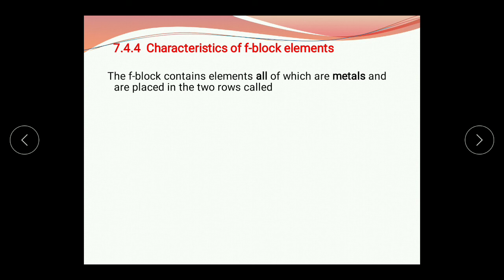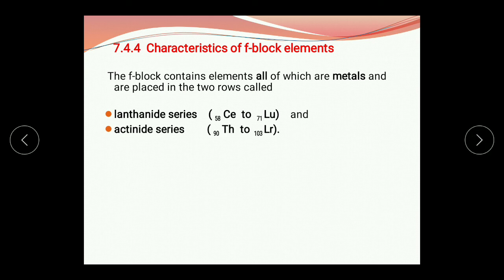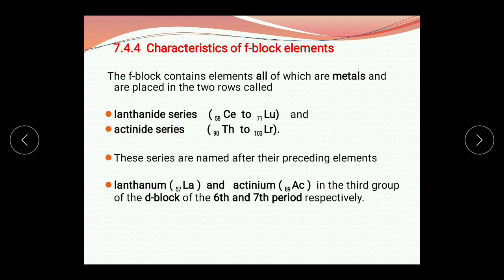So all the elements of the F block are metals and they are placed in 2 rows below the main periodic table. The upper row is called the lanthanide series while the lower one is called the actinide series. Both of them contain 14 elements each. They are named after their preceding elements. Lanthanum with atomic number 57 is in the D block, and from 58 to 71, the elements after lanthanum are called lanthanides.